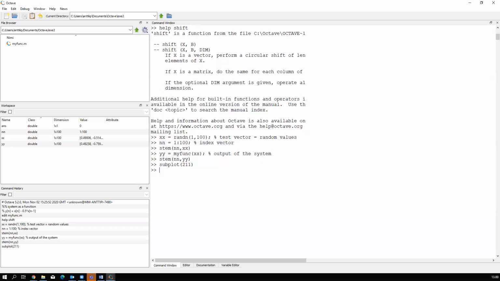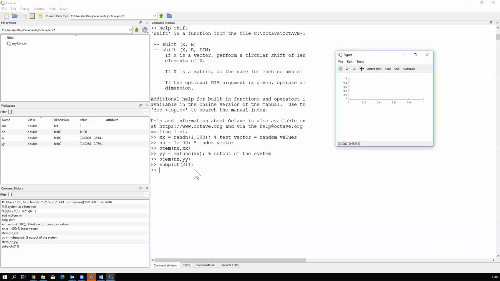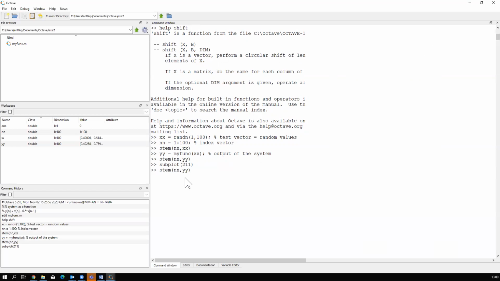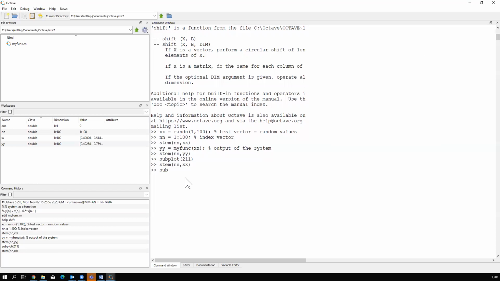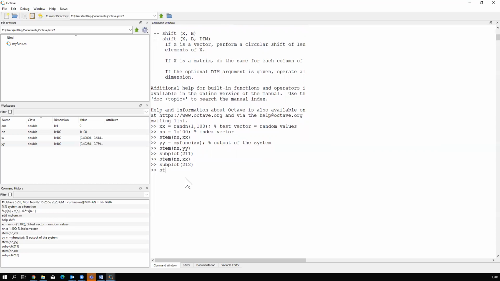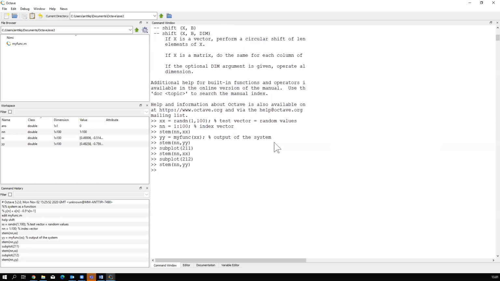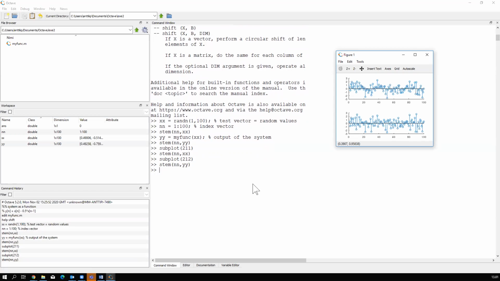So we are dividing the plot into two rows, one column, for example here, and plotting the first one first. So we stem xx there, then we call subplot 212 and stem again the output. Now we can actually compare those two plots, input and output.